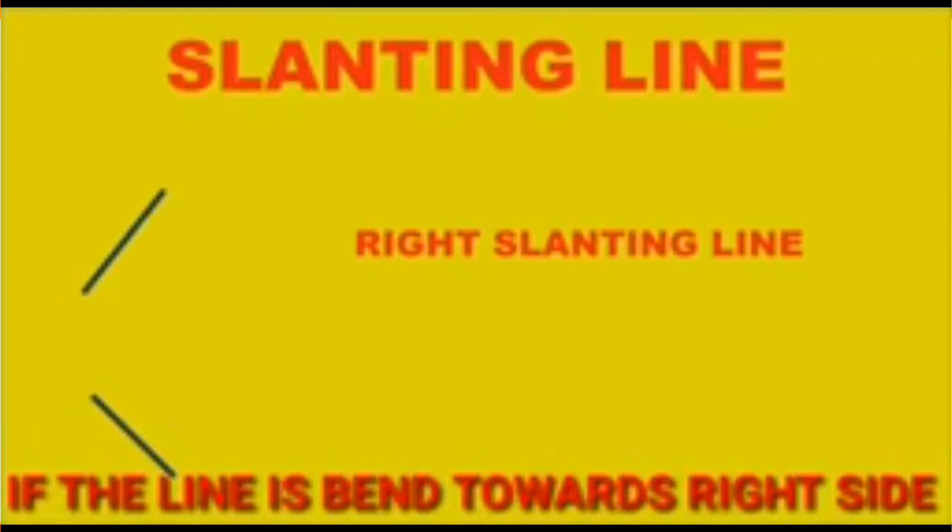Now we have slanting lines. How will we draw a slanting line? If the line is bent toward the right side, it will be a right slanting line. If the line is bent toward the left side, it will be a left slanting line. Okay, these are slanting lines.